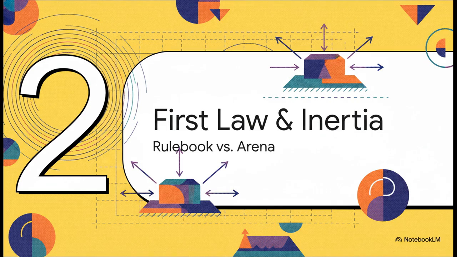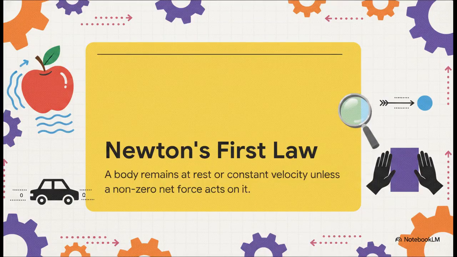Moving on to Section 2, First Law and Inertia. The rulebook versus the arena. Let's tackle our first major rule of motion. This really builds our whole understanding of dynamics. Now, listen closely, because you absolutely must memorize this exact wording from the exam guidelines. An object resists changing its state of motion unless acted upon by a non-zero resultant or net force.